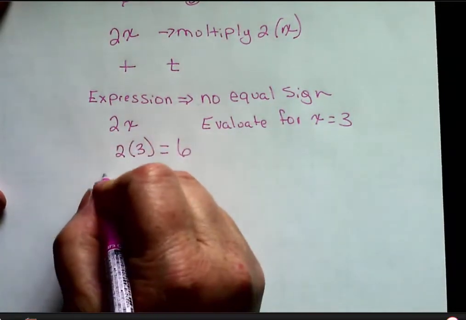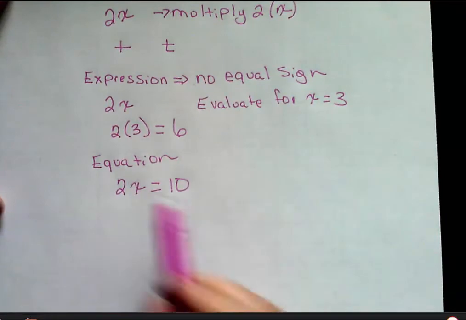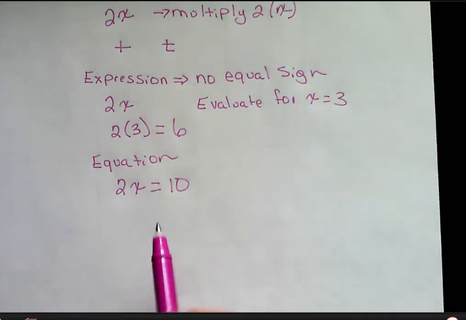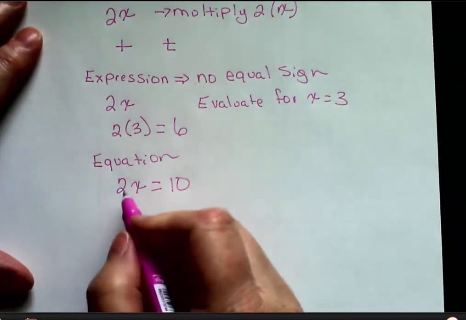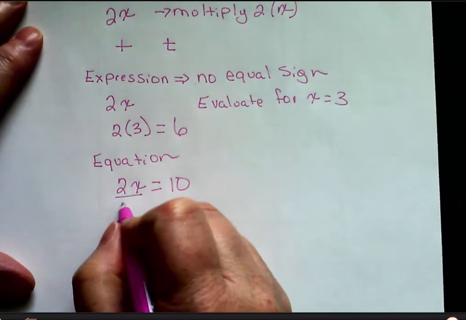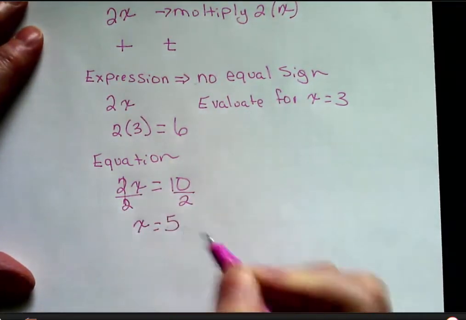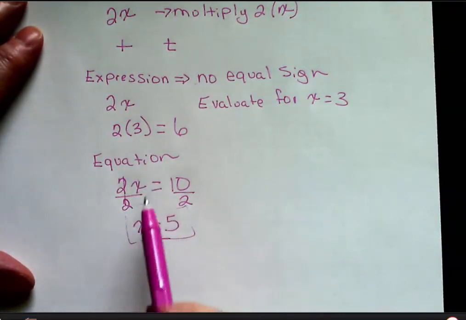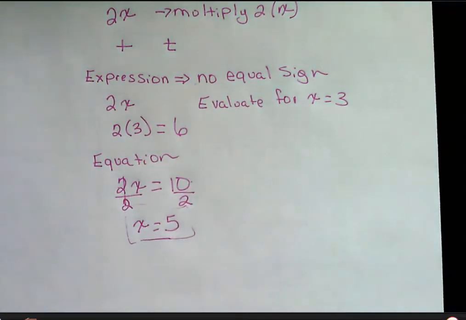An equation is when you have an actual equal sign. In this kind of situation, your x can only be one answer. If you were going to solve this equation, and we haven't gotten into that yet, you would divide both sides by what's connected to the variable, and you would get x equals 5. So in this situation, x can only be equal to 5 because 2 times 5 is the only way you can get 10, if that makes sense.